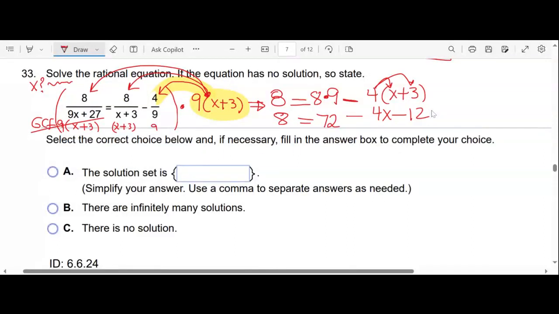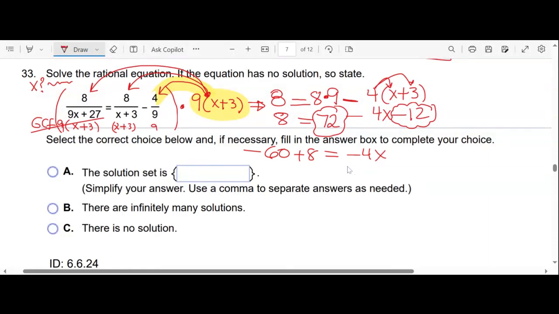Okay. Now I will combine like terms. Negative 12 with 72. How much? 60. Okay, I'll put 60. Can I move the 60 to the other side? Yes. It becomes what? Minus. Equal what? Minus 52. Okay.